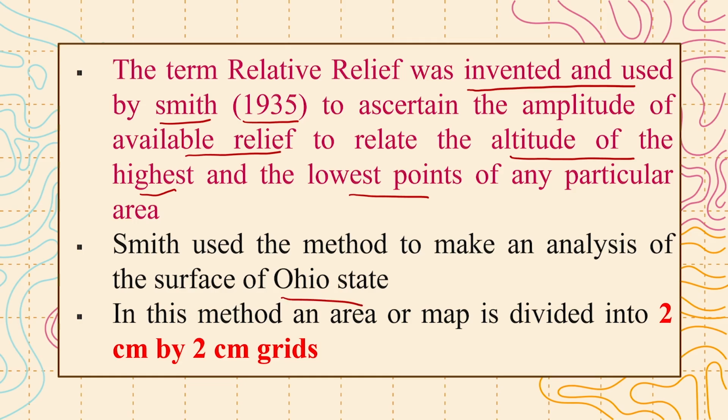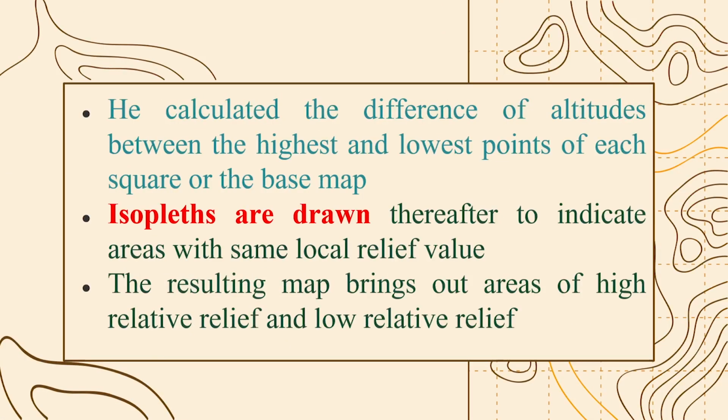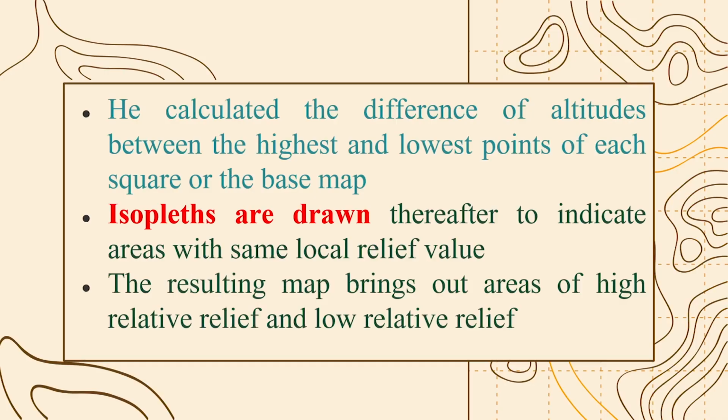Once he chose his study area, he drew grids of 2 centimeter height and 2 centimeter length. This is a very important key term that you need to consider in the upcoming steps. Once he divided everything into 2 centimeter by 2 centimeter grids, he calculated the difference of altitude. How did he do it? He calculated the difference of altitudes between the highest and the lowest points of each square on the base map.